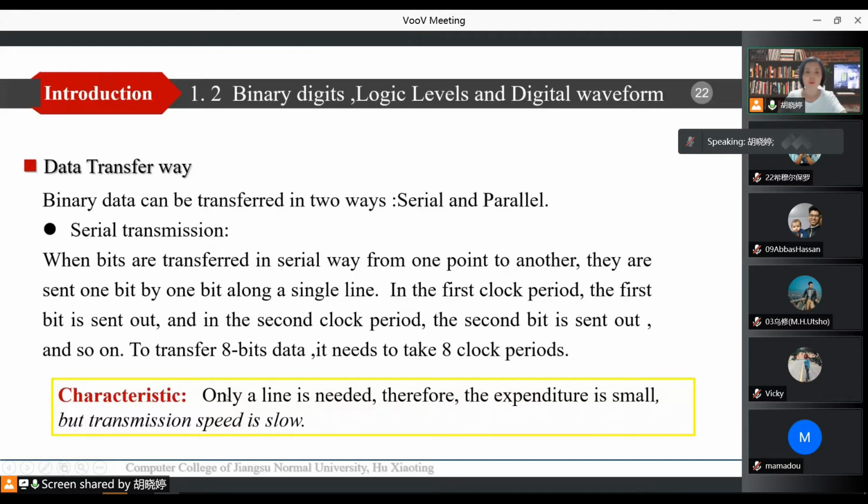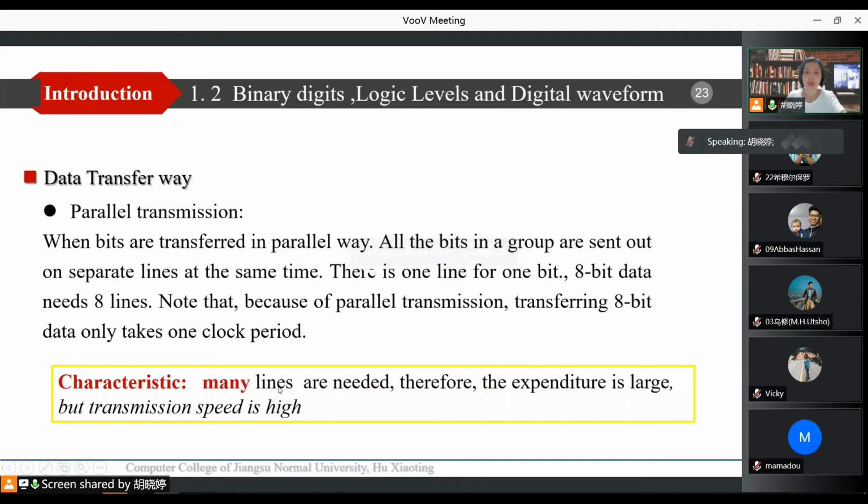For parallel transmission, you can use many lines to transfer several bits at the same time. Therefore, its expenditure is large, but the transfer speed is high because we can transfer a lot of bits in parallel, or at the same time. So that's why we say the transmission speed is high.